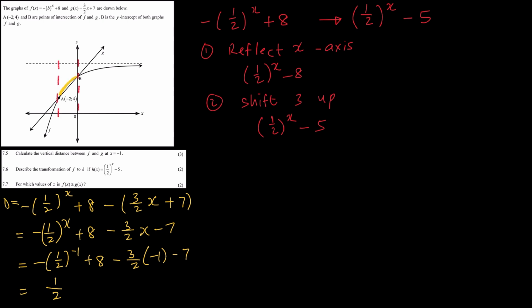Last question. For which values of x is f of x greater than or equal to g of x? We can simply solve this through inspection. We are looking for that region that I've highlighted in yellow, where the exponential function is greater than the straight line. So that little curved area there. So for what values of x, x should be between minus 2 and 0.